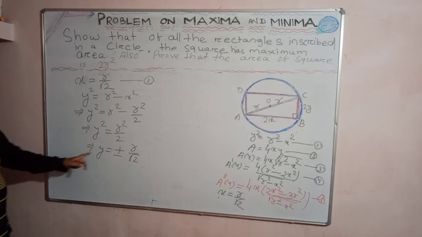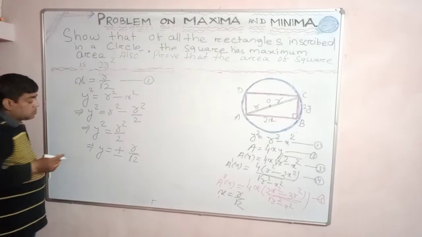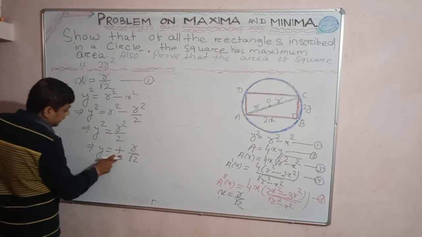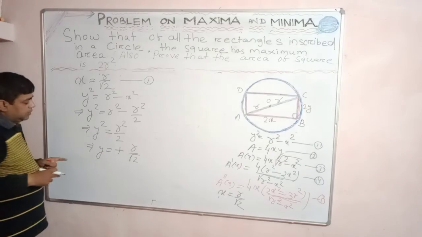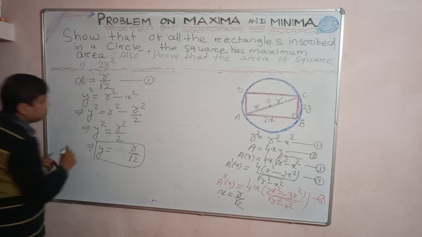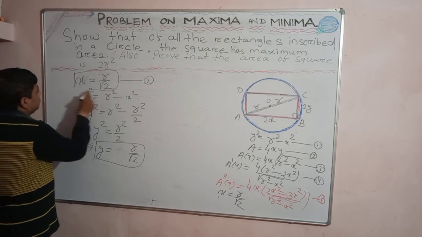But you have to discard the negative sign because y indicates the side of the rectangle. So a side can never be negative. The length is never negative. That's why the negative sign can be rejected. So you only have to take y is equal to r upon root 2. So here we got y also r upon root 2, and here you already got x is equal to r upon root 2.